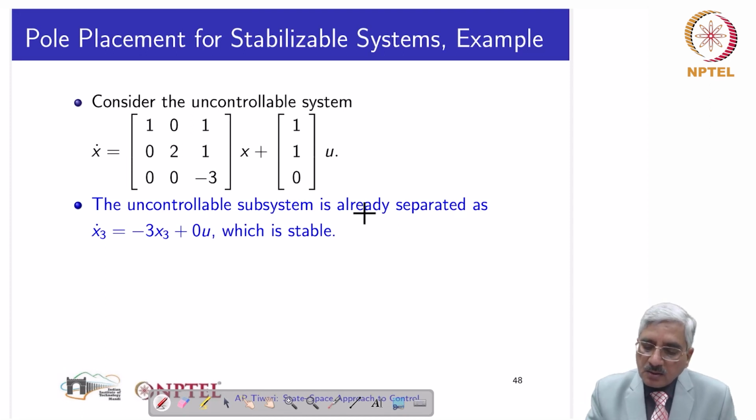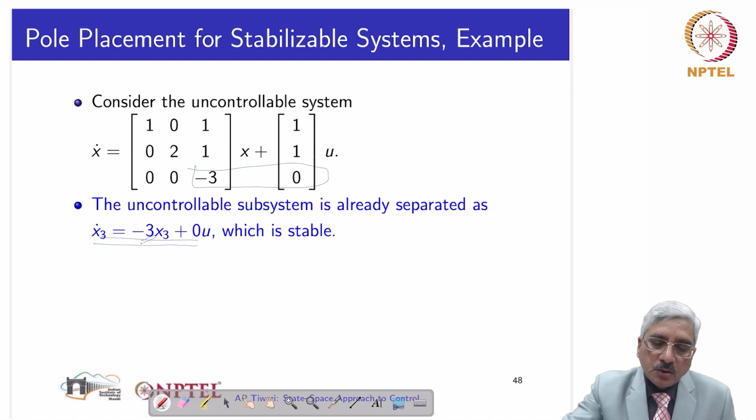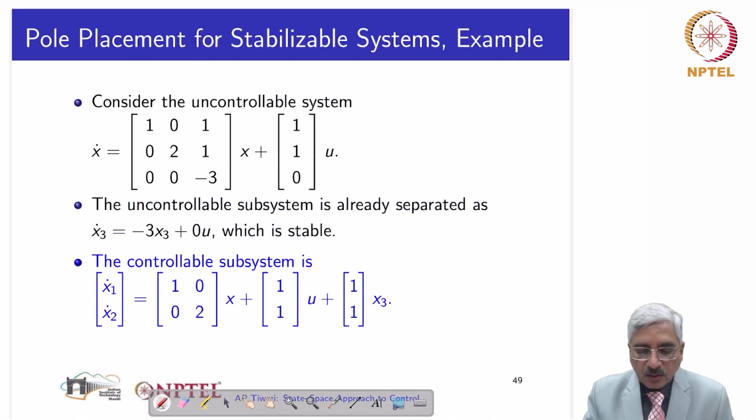We see that the uncontrollable system, which is characterized by this, is stable because the eigenvalue is -3, the real part is negative. So we can design a controller for the controllable subsystem, and we can achieve some performance specifications and of course the stability, because the uncontrolled part is stable.